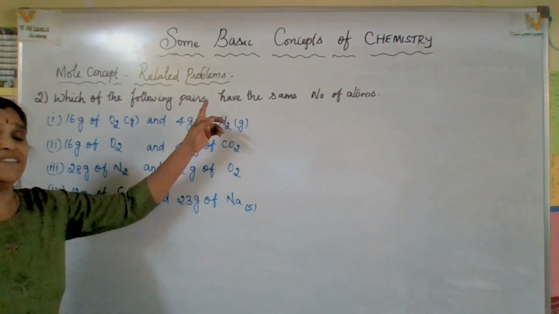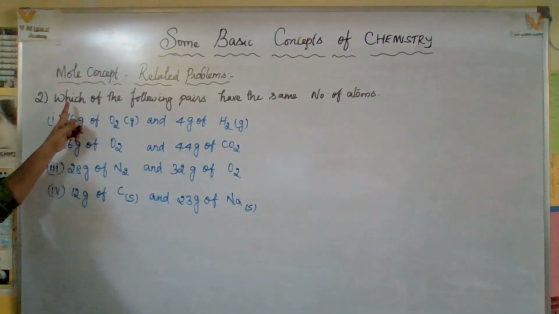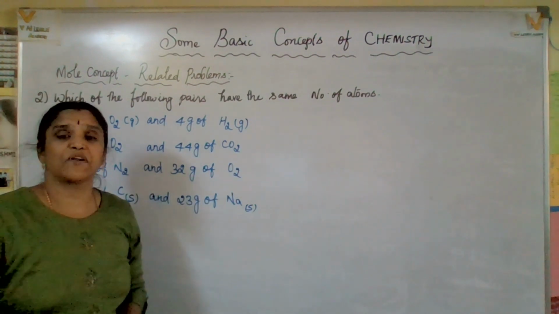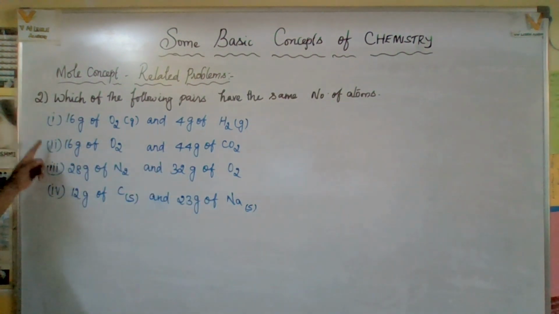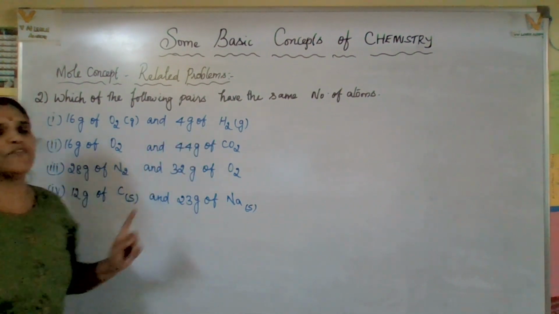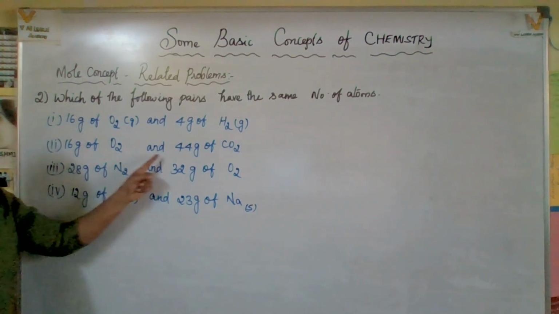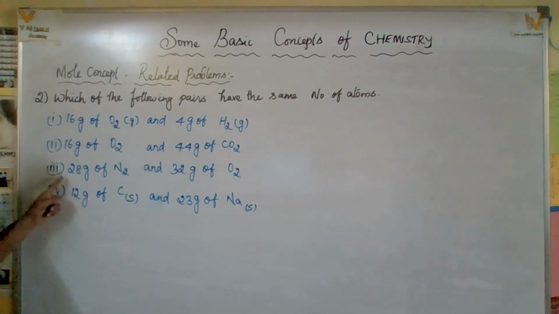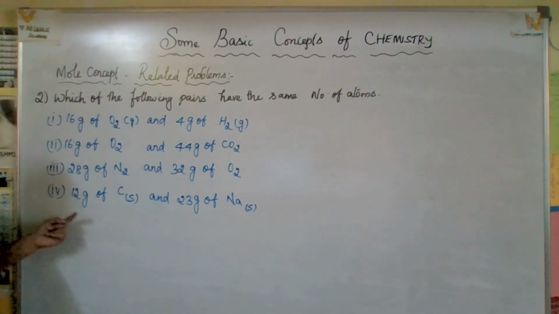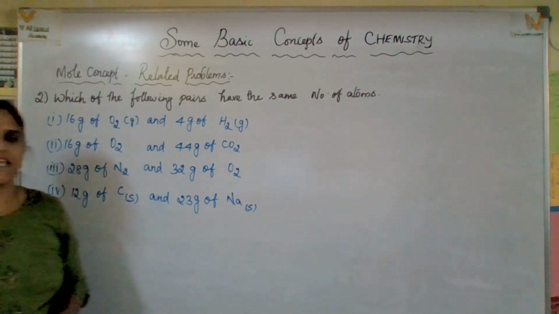The next question, similar to the first question, but something different. Let us find out. Which of the following pairs have the same number of atoms? Come on, let us see that. 16 gram of oxygen and 4 gram of hydrogen. The second one, 16 gram of O2 and 44 gram of carbon dioxide. 28 gram of nitrogen and 32 gram of oxygen, and 12 gram of carbon and 23 gram of sodium.